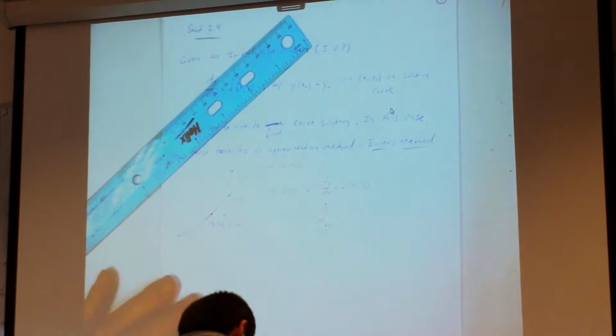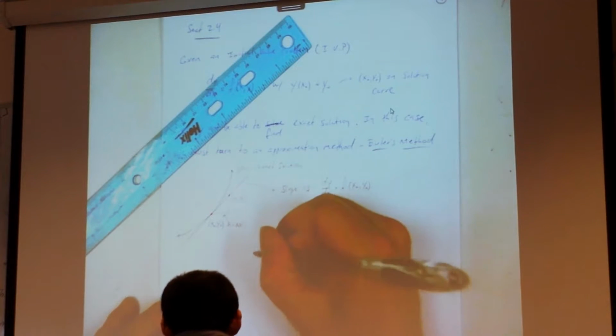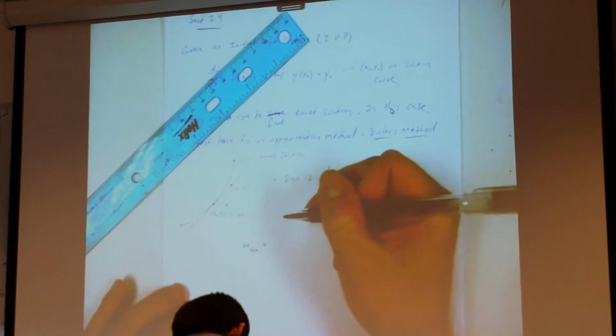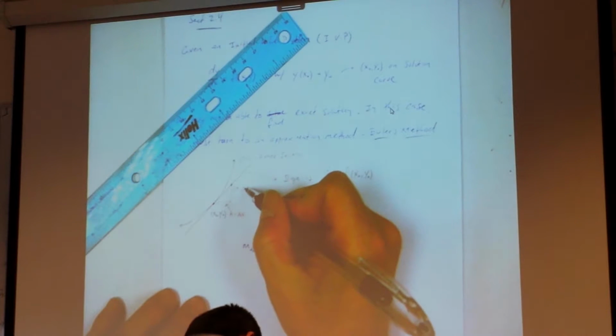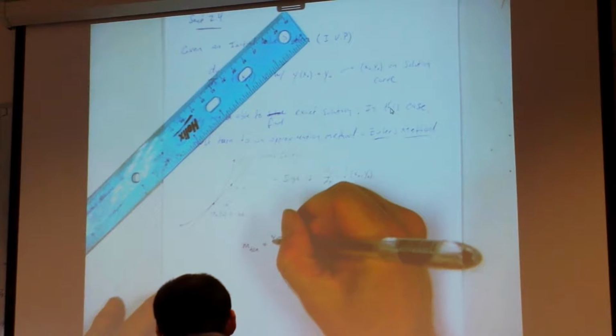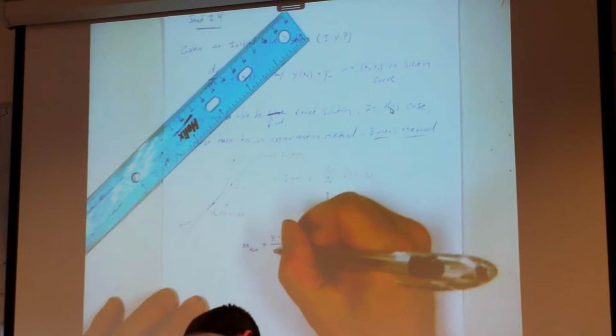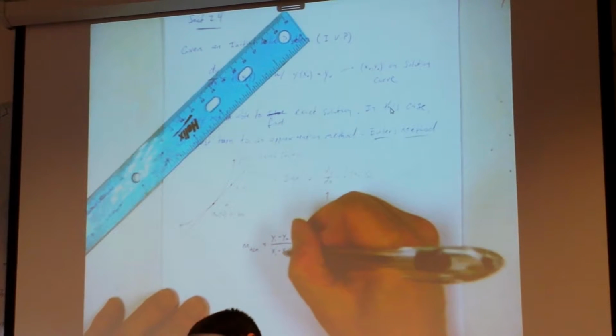Delta x, okay? So I know that from that point, just using the equation of a slope, the slope of the tangent line would be y1 minus y naught over x1 minus x naught. Right?